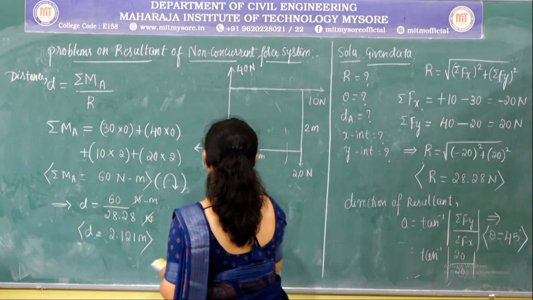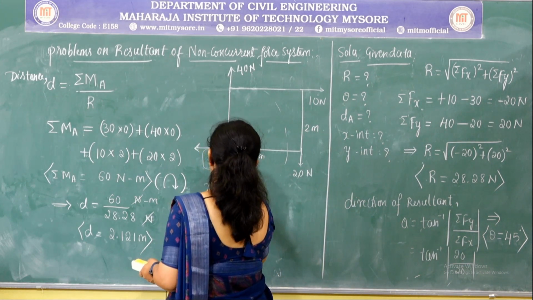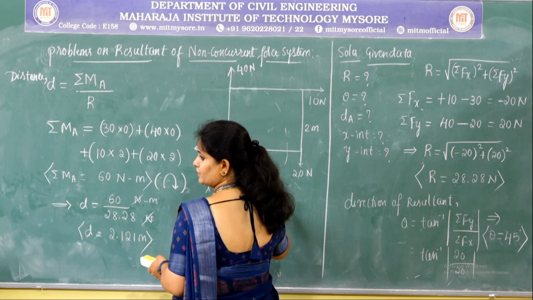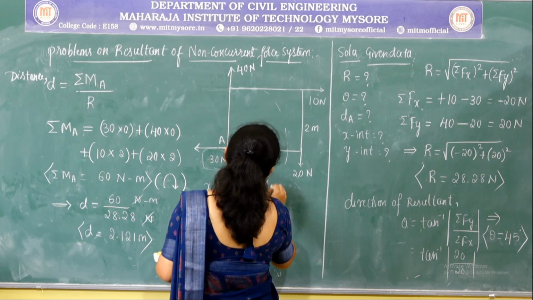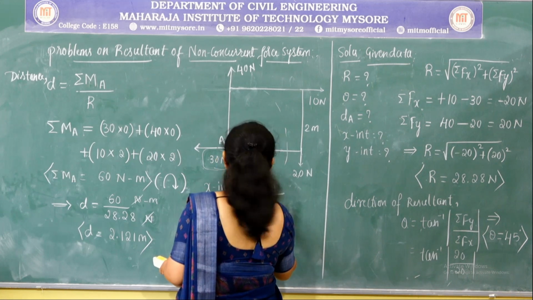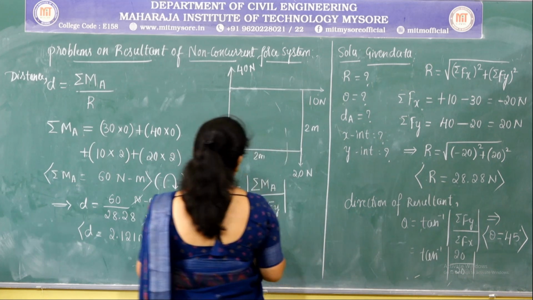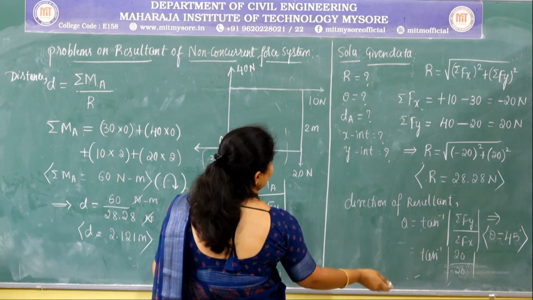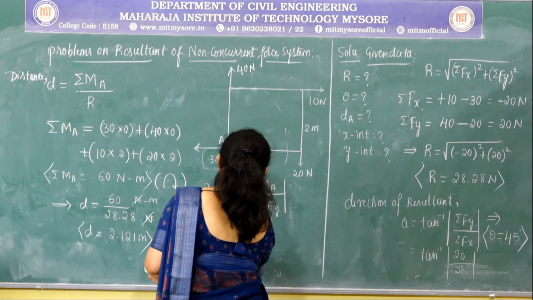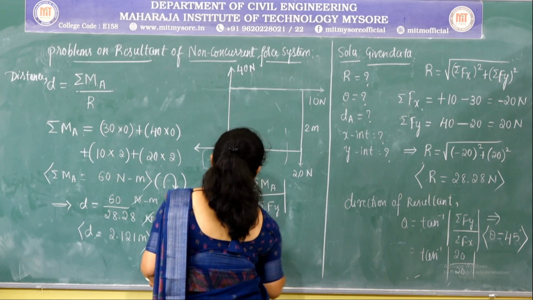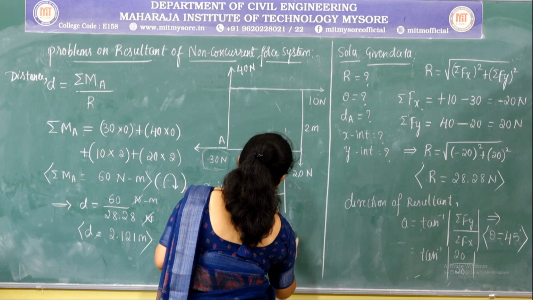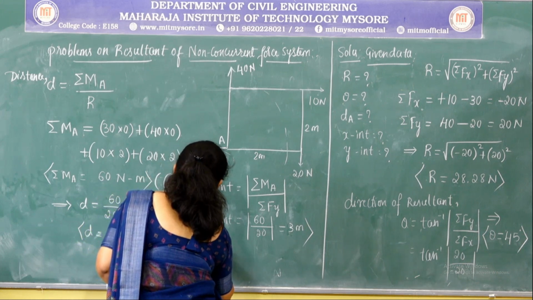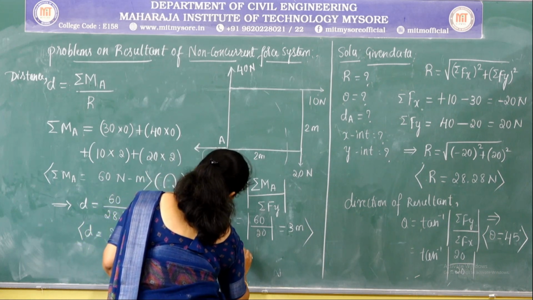So now we shall find out the value of x-intercept and y-intercept. So we have the formula again for x-intercept, which is equal to the mod of summation of the moment about A divided by summation of Fy. So which is equal to 60 divided by summation of Fy, which is 20, which is equal to 3 meters.